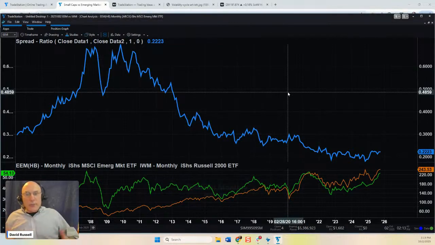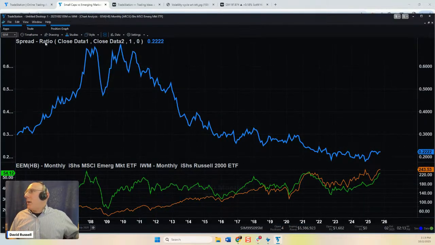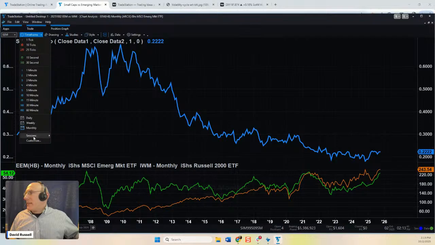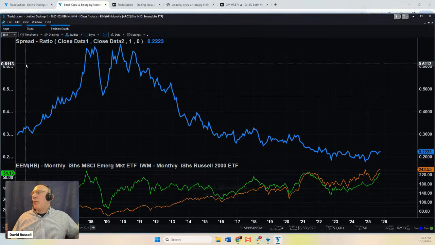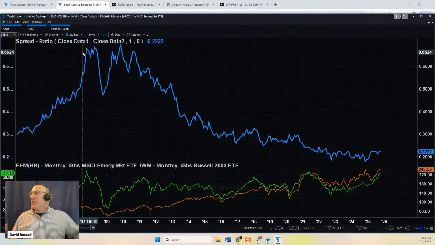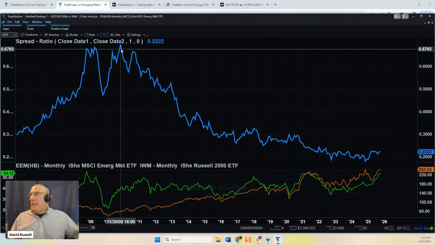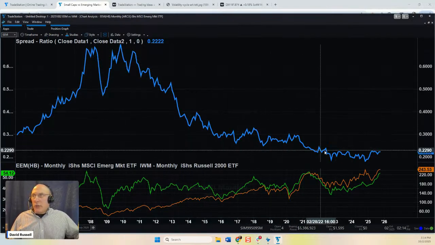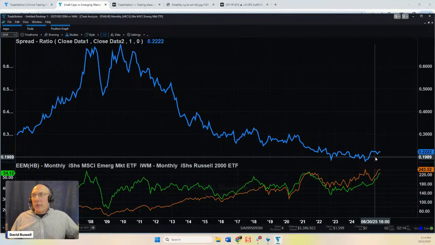Anyway, this now shows the ratio. Just so you realize, the time frame is set to monthly. It's a monthly chart going all the way back to 2004. So what do we see? This is the EEM divided by the IWM, and you can see that since 2010, the emerging markets have totally underperformed. But what is interesting here, since 2022, they've more or less stabilized.